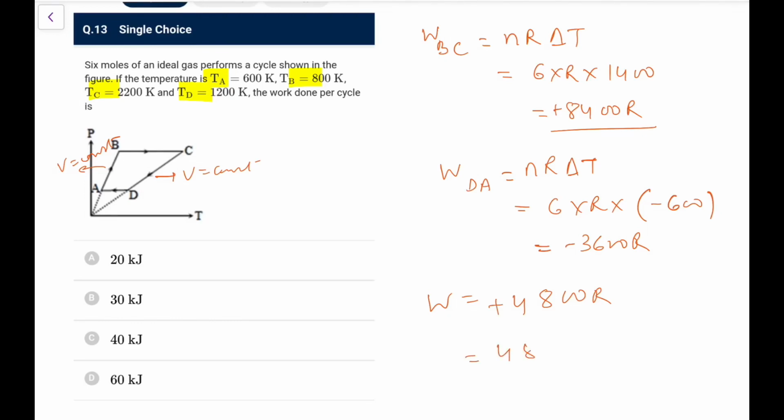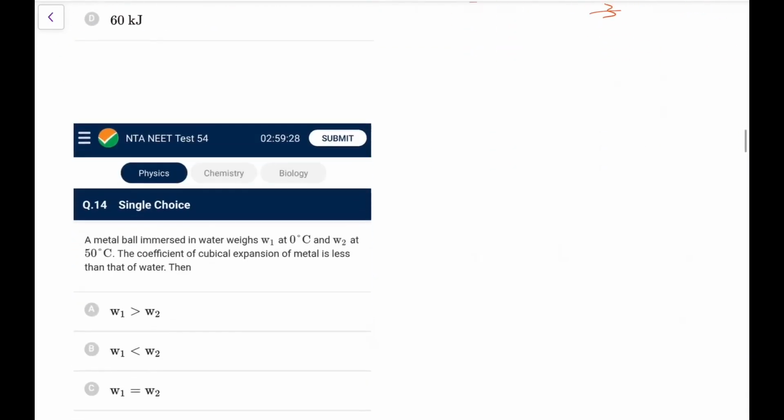So if I do this, 4800 R, R is generally written as 25 by 3. In the table of 3, this comes out as 1600. 25 into 1600 is 40,000, so it is 40 kilojoule. I can easily go for option C, no issues in it. So simply calculative but an easy one.